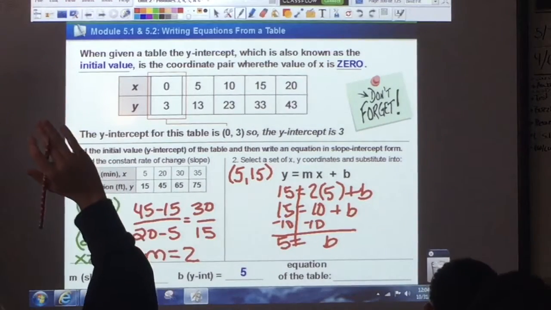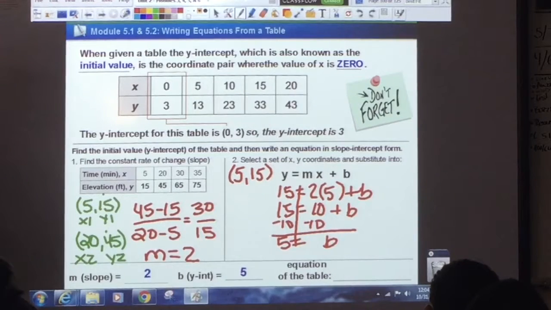Can I say the equation? Simon will say the equation. Simon, what's my equation?